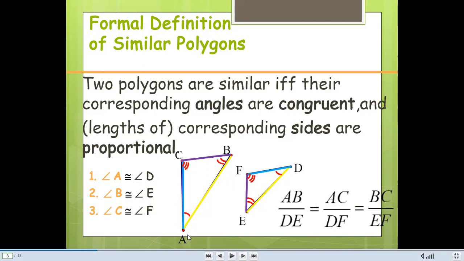And proportional means what? It means that when we divide them by each other, they give us the same ratio or fraction. Which means that when you simplify each ratio, it will give us the same answer.